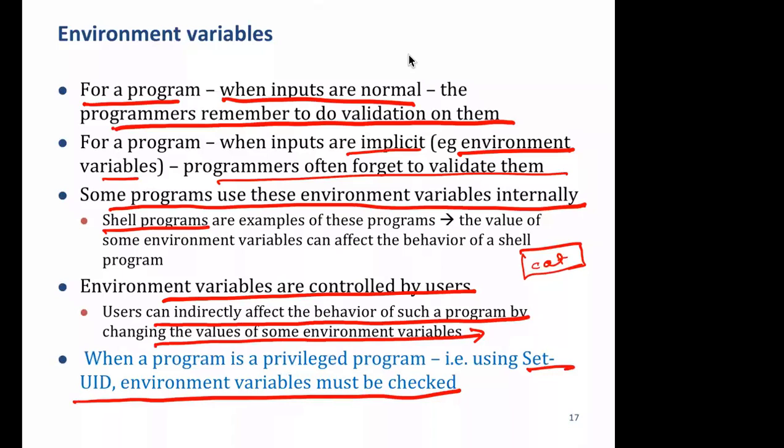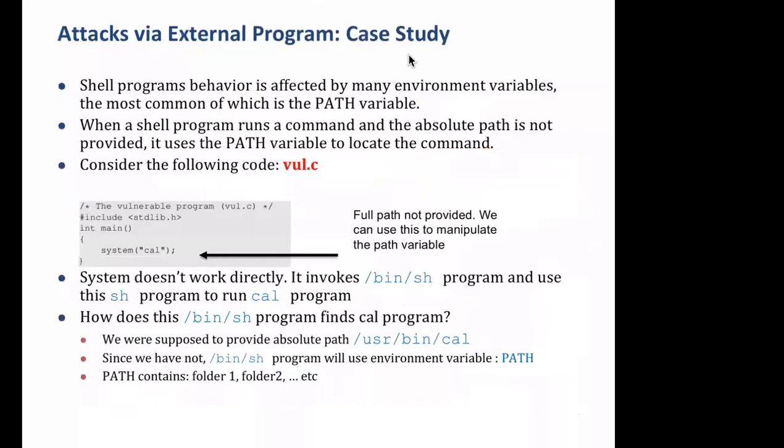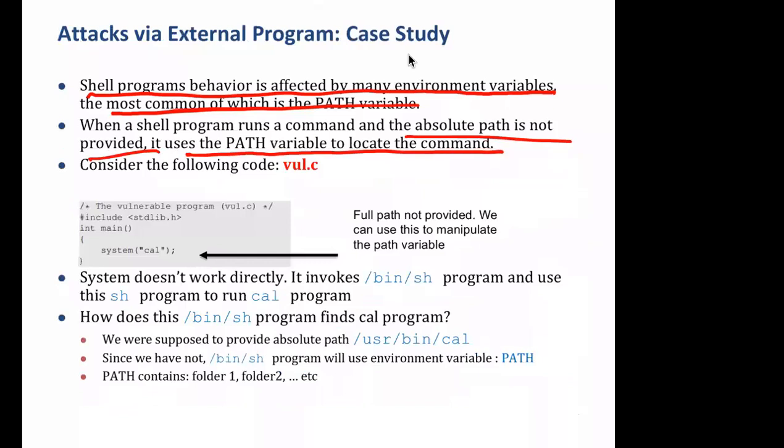You'll have to check whether the set UID bit is set or not, when using a program or when you are writing a program that a user can use, because the set UID bit comes under the environment category. Okay, let's look at an example. At this point we know the shell program behavior is affected by many environment variables, and the most common is the path variable. When the shell program runs a command, the absolute path is not provided, right? It uses the path variable to locate the command.